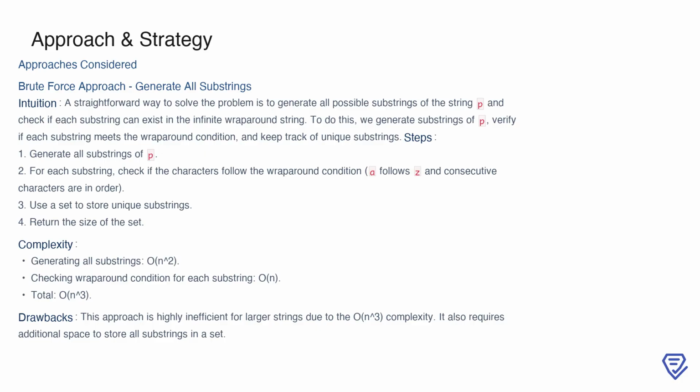However, this method is computationally expensive. Generating all substrings takes O(n squared), and verifying each substring adds another layer of complexity, resulting in an overall time complexity of O(n cubed). This makes the brute force approach impractical for larger strings, and it also consumes additional space to store all substrings, which further limits its scalability.